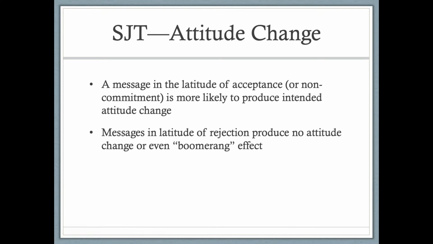Now, attitude change happens in social judgment theory based on the latitude of acceptance. A message there is more likely to produce the intended attitude change. Messages that fall in the latitude of rejection produce no attitude change, or even a boomerang effect where you actually bolster the current attitude you're trying to change.